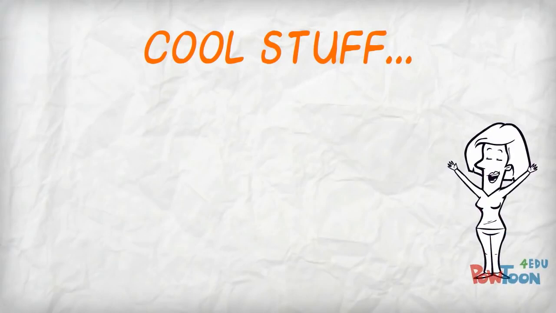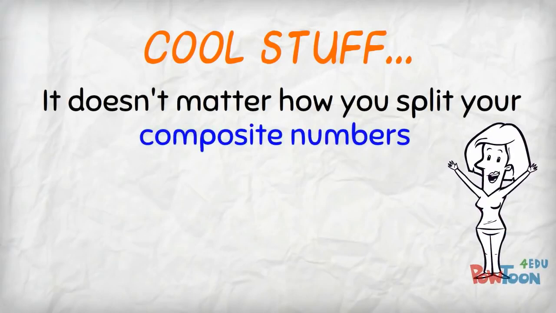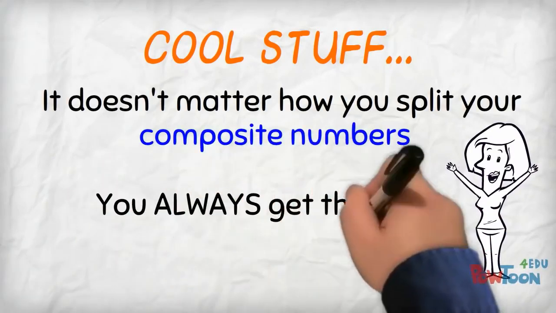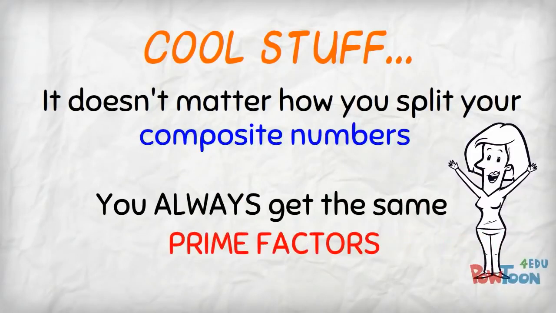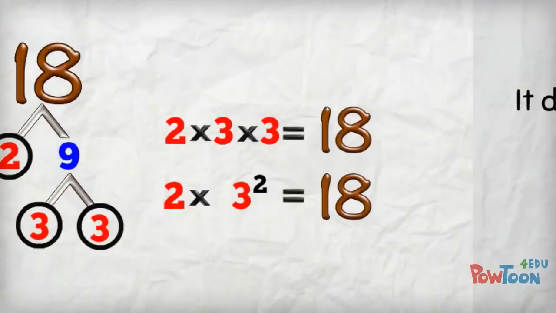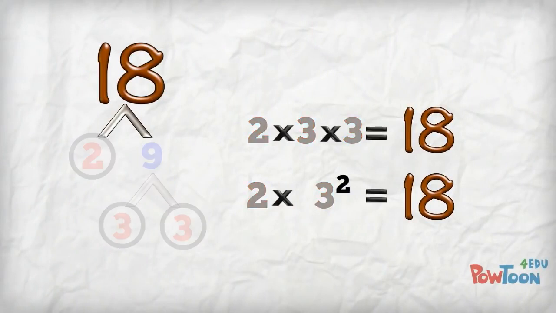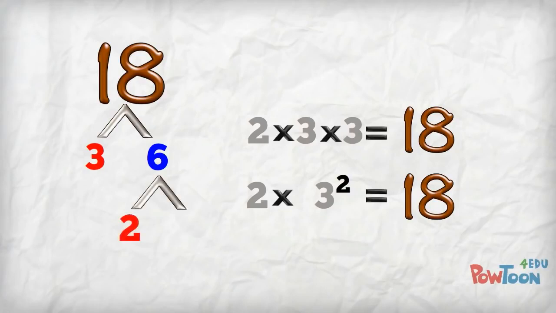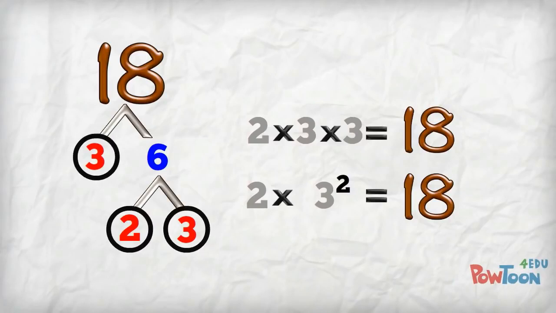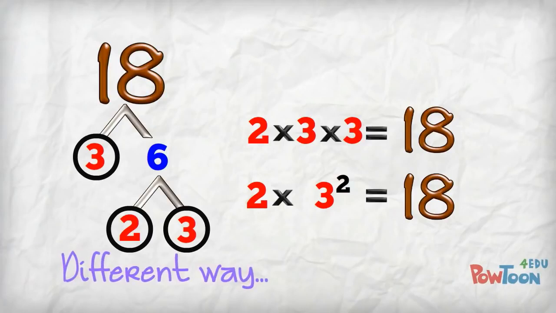Here's something cool. It doesn't matter how you split your composite numbers down, you always come out with the same prime factors. I could have done it differently and said 18 is from 3 times 6. 6 is from 2 times 3. I still get the same prime factors of 2 times 3 times 3 or 2 times 3 to the power 2. Different way of getting there, but it's still the same result.